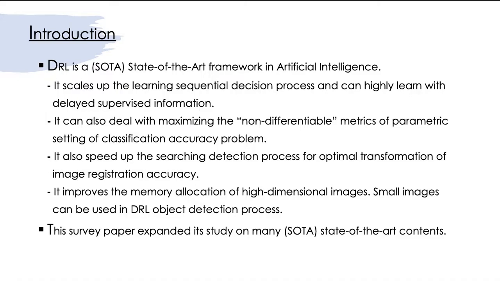DRL is known as one of the state-of-the-art frameworks in artificial intelligence. It scales up the previously intractable problem, and now it learns through a sequential decision process with highly capable learning of delayed supervised information. It also maximizes the non-differentiable metrics, which are classification and regression metrics. And it speeds up the search detection process for optimal transformation of image registration accuracy.